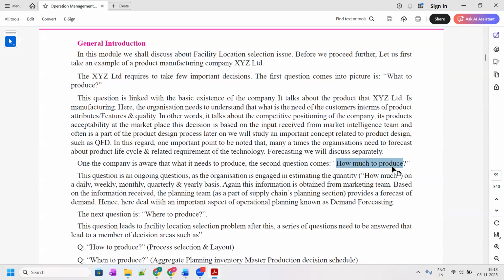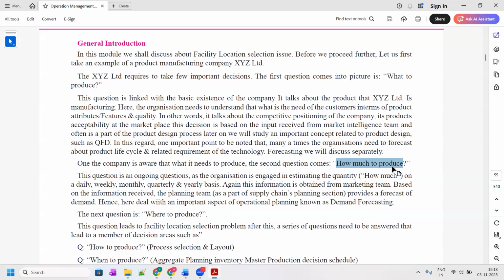This we have discussed in the past. Once the company knows what to make, it needs to decide how much to make. That depends on the customer demand, which you can estimate by different methods. We have studied demand forecasting, where we studied qualitative methods and discussed quantitative methods.